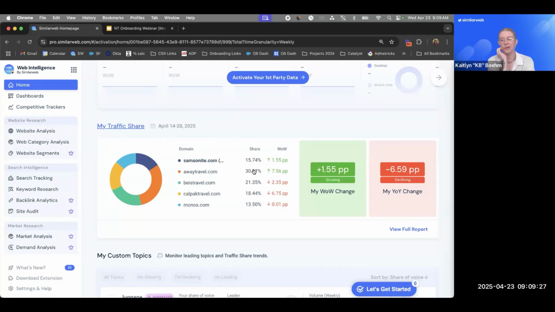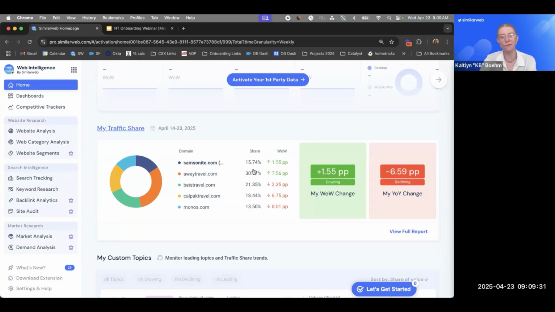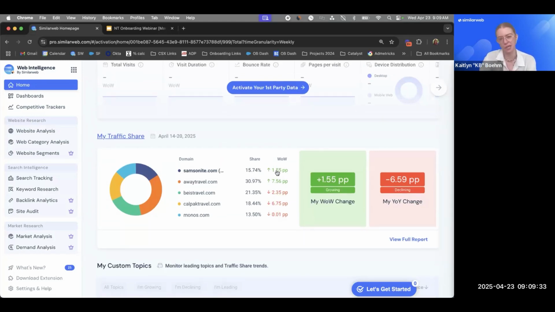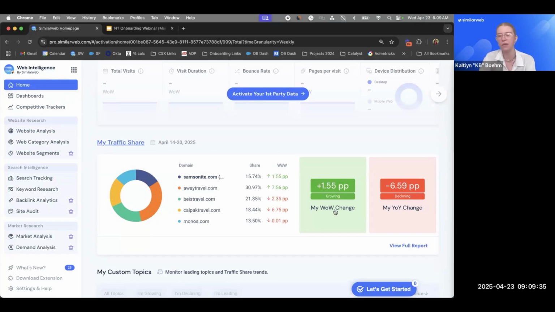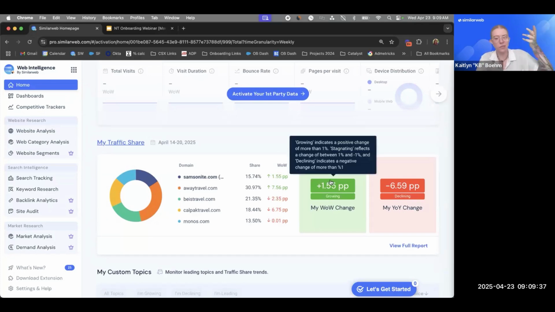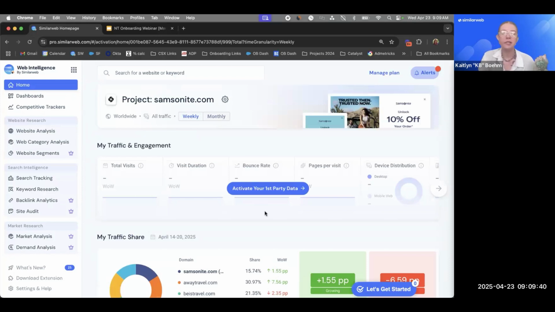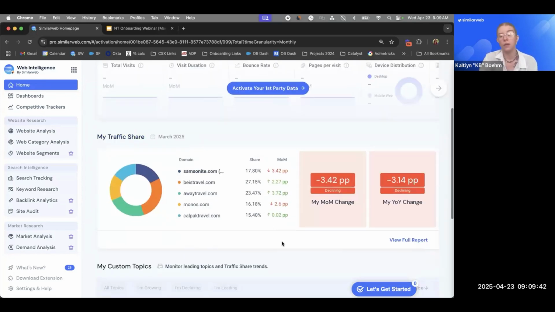So I think I'm letting the curiosity get the best of me. I am seeing what is happening here, and I'm noticing week over week there's a little bit of a change for Samsonite, a little bit more for Away Travel. Okay, and we can see that we like green, green is good. Let's take a look at this monthly as well.